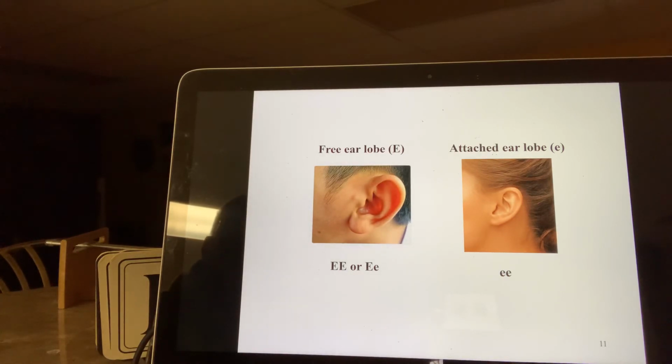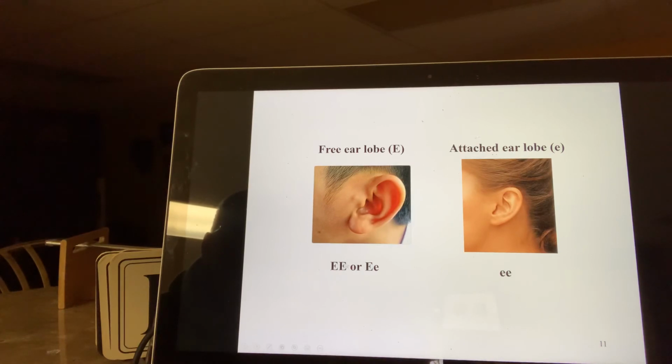The allele for free earlobe, or big E, is dominant. The allele for an attached earlobe, or little e, is recessive. Which means that if you have a free earlobe, your phenotype is that you have a free earlobe, but your genotype could be big E, big E.